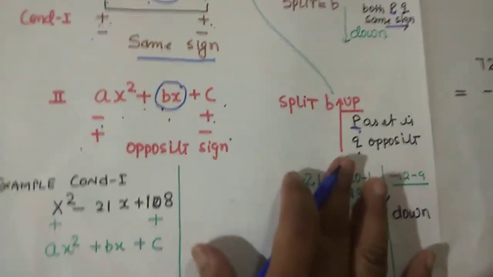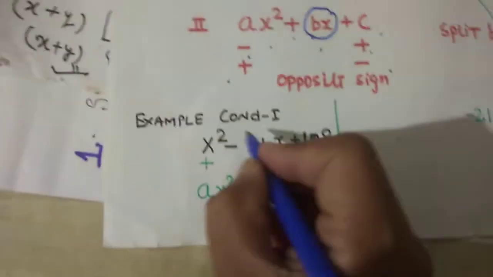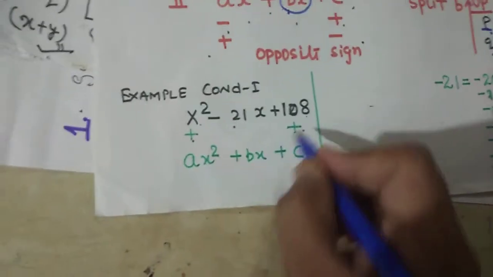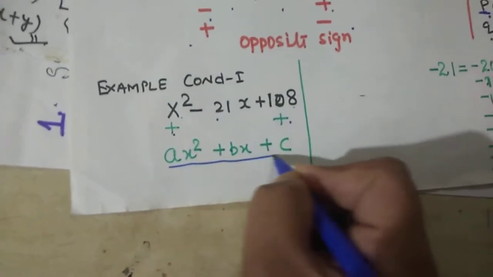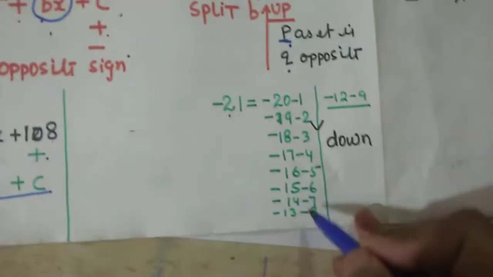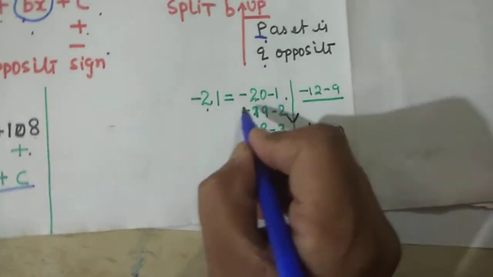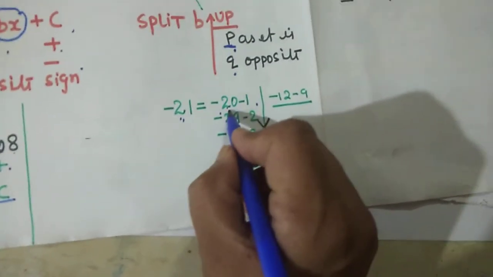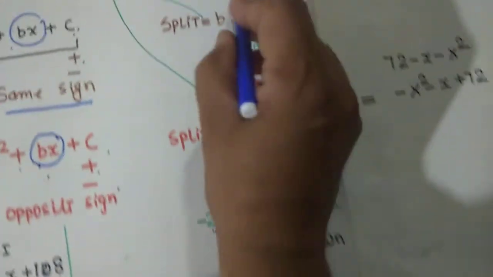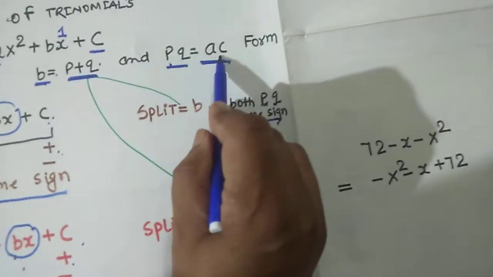Now I am going to give you one example. Check. Condition 1: x square minus 21x plus 108. Plus and plus, same sign, in the form of ax square plus bx plus c. So what to do? Minus 21 will go downward. I have written all the trial and error. Minus 20 minus 1 will be minus 21, but 20 into 1 will give you only 20. We have to find the product, PQ is equal to AC.